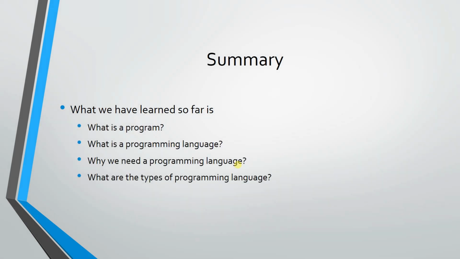So what we have learned so far is what is a program. A program is a set of instructions for the computer. What is a programming language? Humans need a programming language to write instructions for the computer, or to write a program for the computer. So why we need a programming language is that if we have to communicate with the computer, then it will definitely be in a programming language. What are the types of programming language? There are two types, low level languages and high level languages.